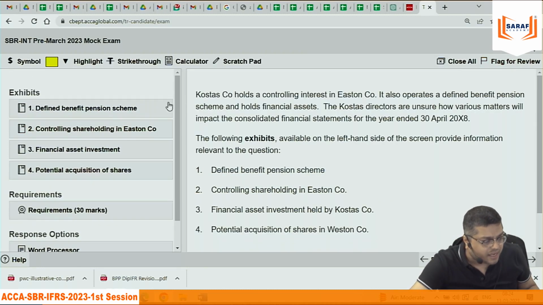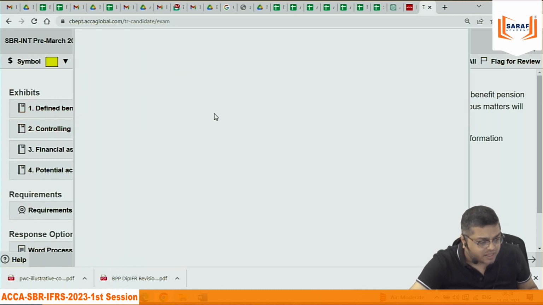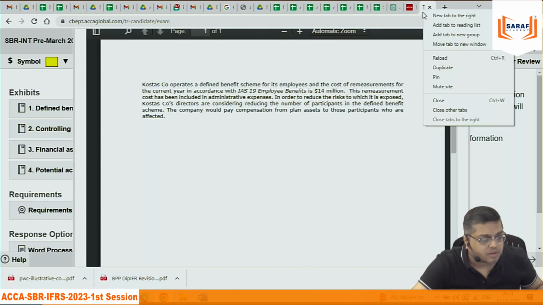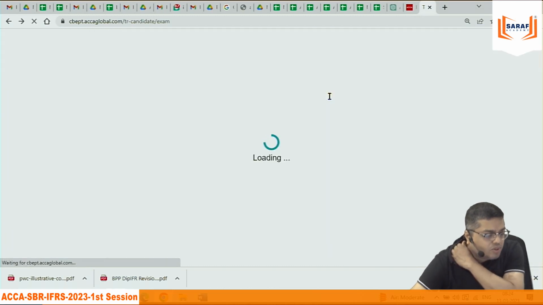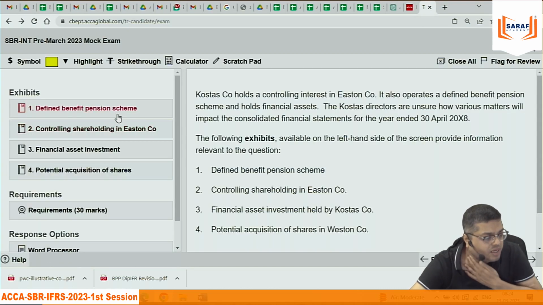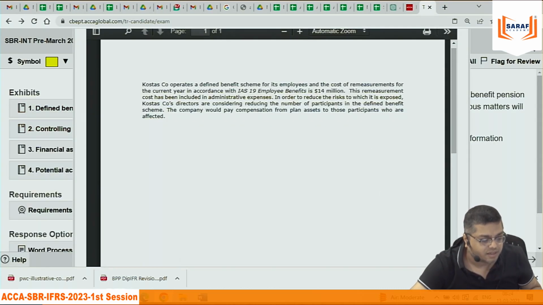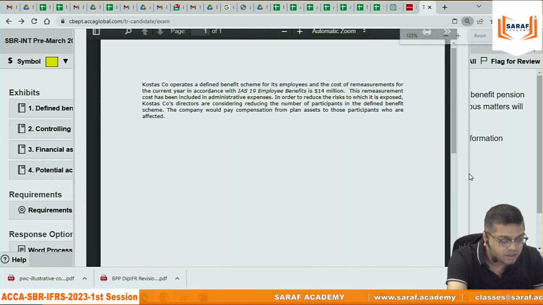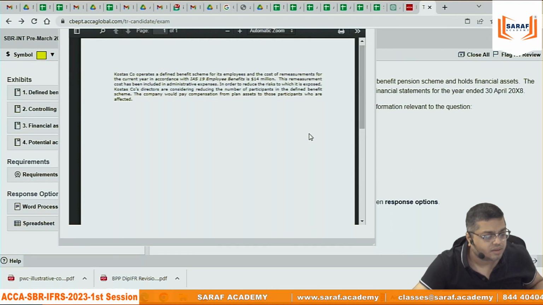Again, in the left hand side there are exhibits. There is a defined benefit pension plan, employee benefits details that is there here. Suppose I am not able to close, I can't see, because I need to close the window, so it is coming very big. What is this, man? Control minimize I am doing. Okay.